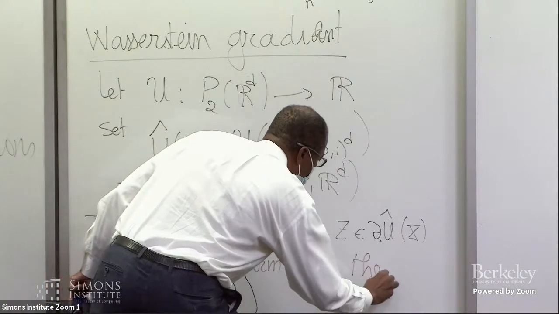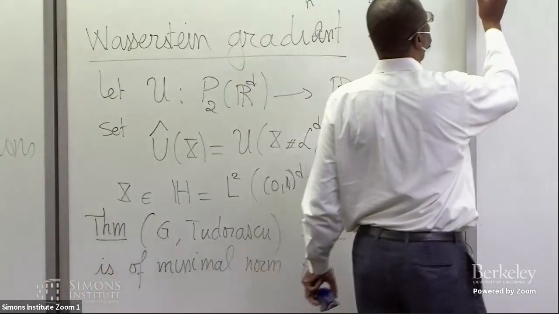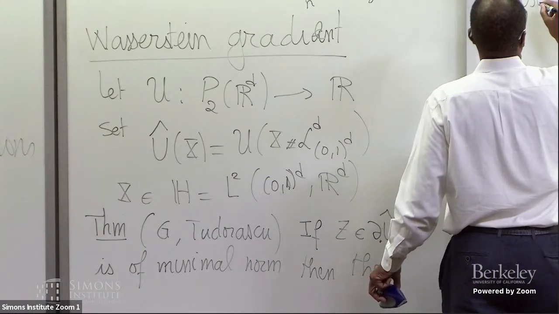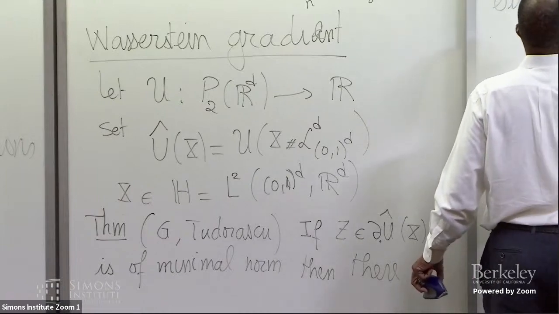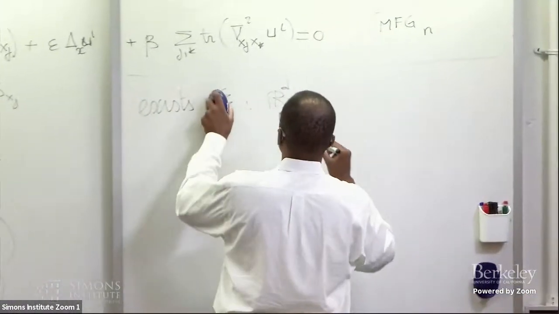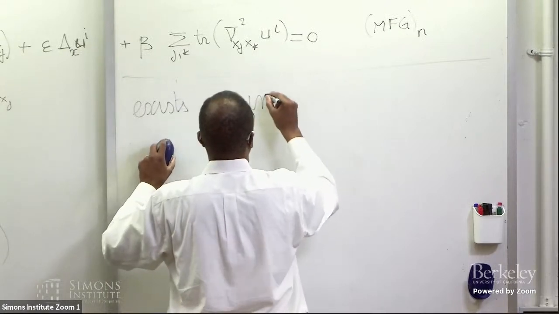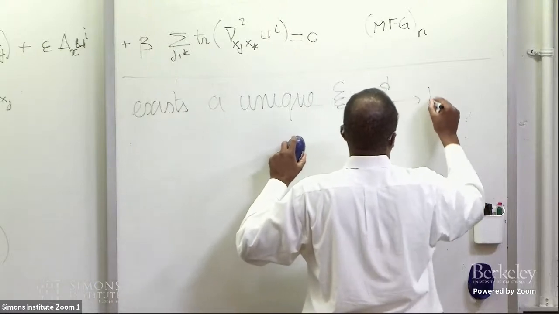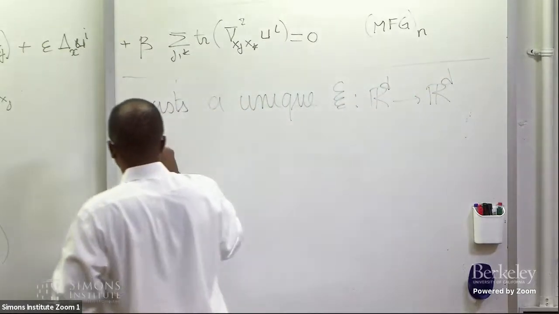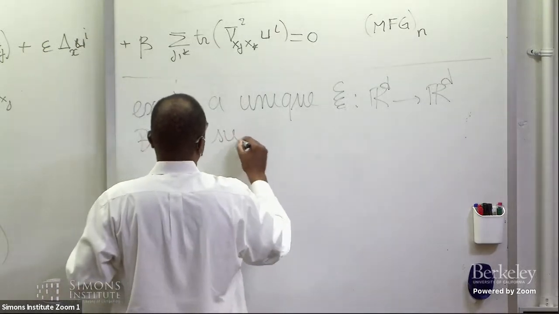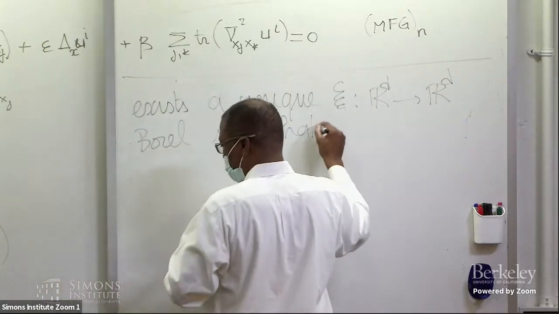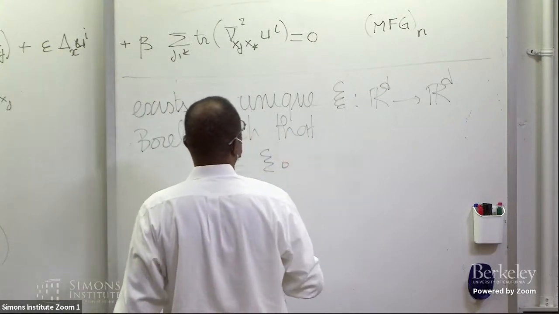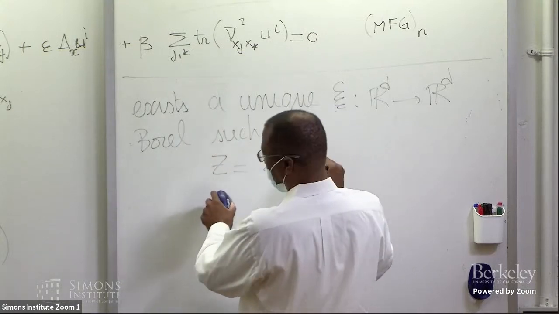Then there exists a unique psi from R^d to R^d, Borel, such that I have a factorization z equal to psi composed with x.